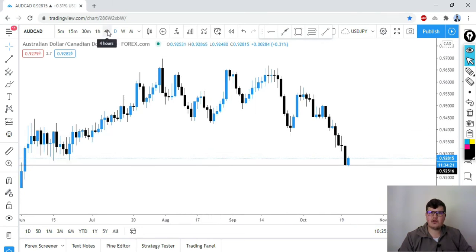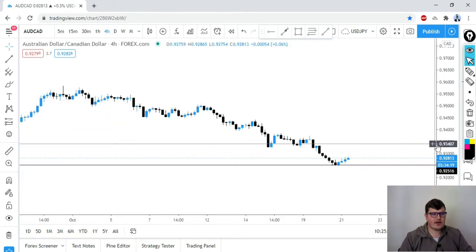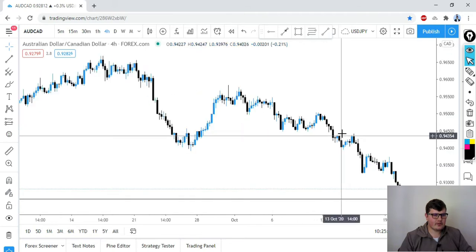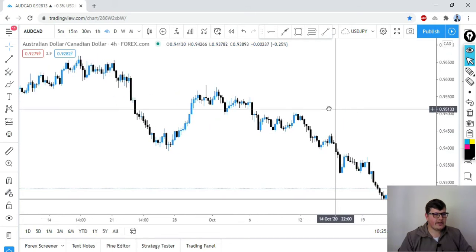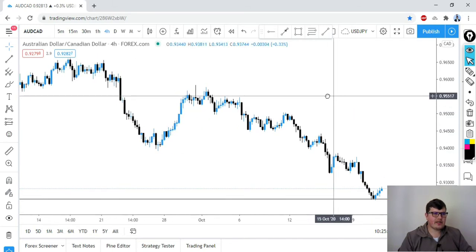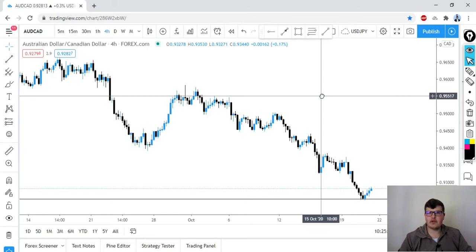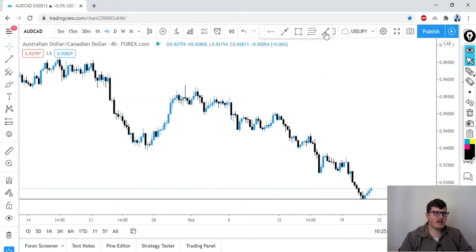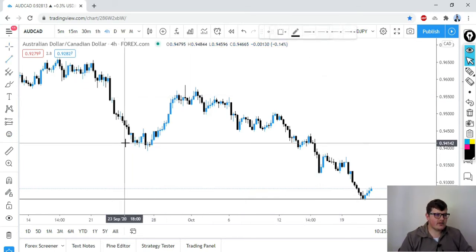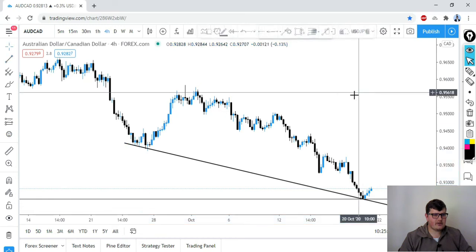So let's dive to the hour 4 time frame now. Let's just zoom in a bit. So immediately what I can spot is a wedge chart pattern. So this is a falling wedge chart pattern that you can connect.